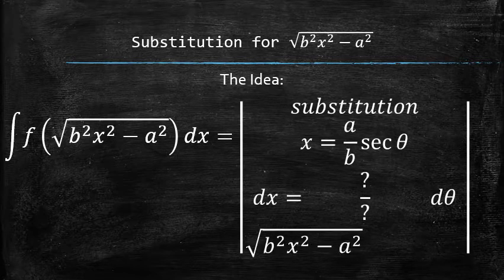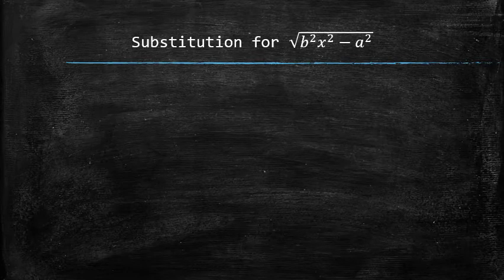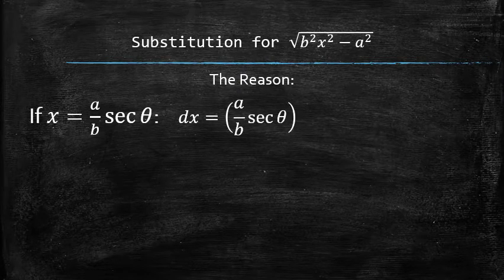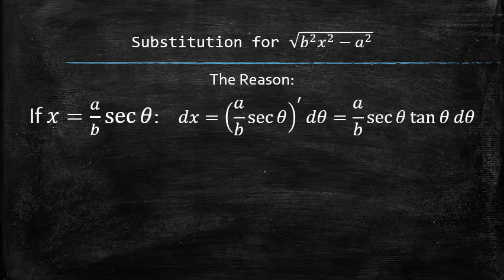So theta being a new variable means we have to find dx in terms of d theta and replace every appearance of x with theta. The reason why such substitution may work is that when x is equal to a over b secant theta, the differential of x is simply a over b times secant theta times tangent theta d theta.